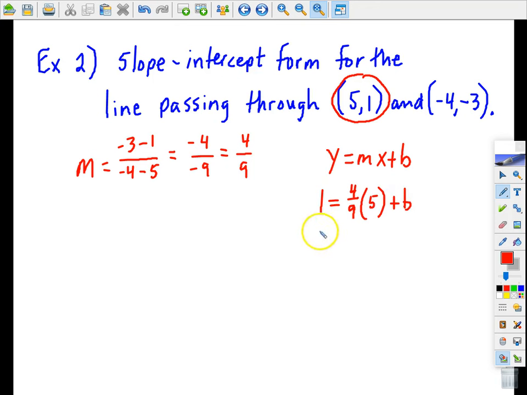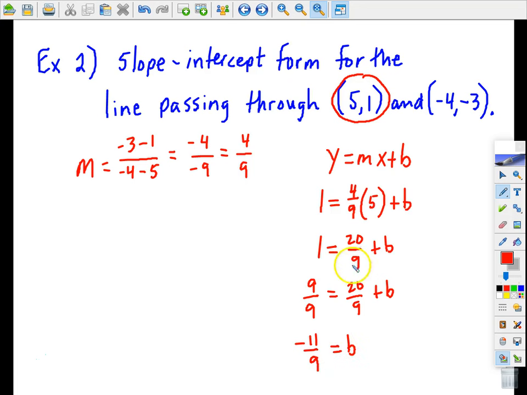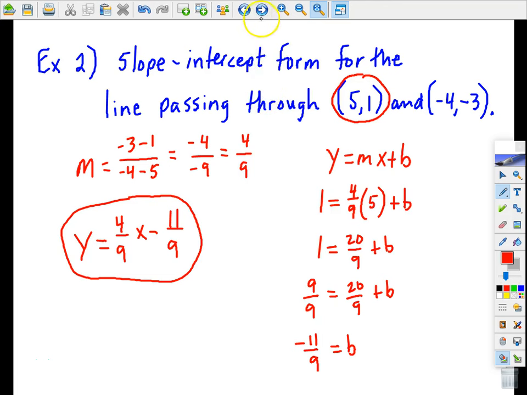All right, so let's do some fraction work here. 4/9 times 5 is 20/9. If we change 1 into ninths, it would be 9/9. So now when I subtract 20/9 from both sides, 9 minus 20 is negative 11/9. All right, now that we know the y-intercept and we already discovered the slope, let's write the final equation. Y equals the slope, 4/9, times x minus 11/9, which is the y-intercept. All right, that's my answer for example number 2.